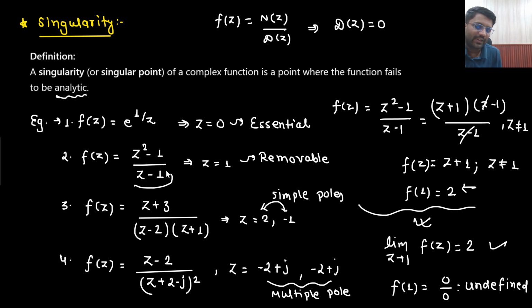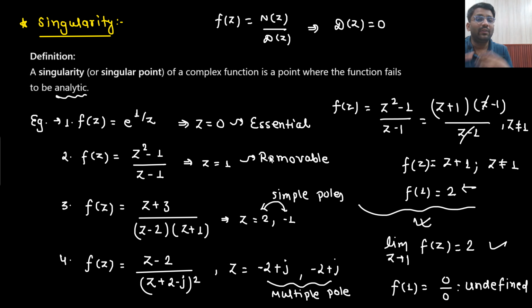Here, what you are doing is putting the denominator equal to 0. So if you put the denominator equal to 0, then you can have three kinds of singularity: simple pole, removable and multiple pole. What is the meaning of simple pole? Sir, if it is coming only once, then it will be a simple pole. If it is coming twice or thrice or 4 times or 5 times, then it will be known as a multiple pole. What is the meaning of removable?